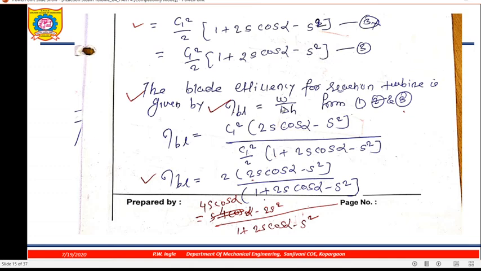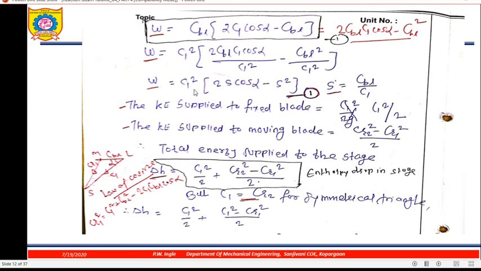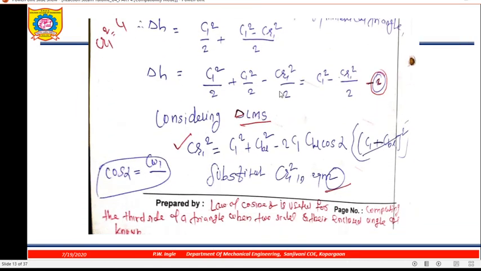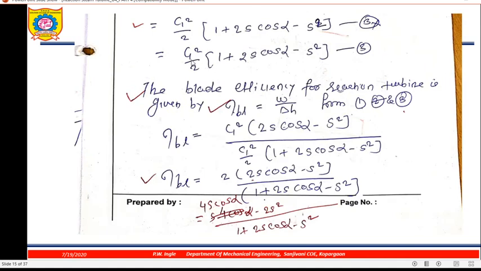Now what is blade efficiency? It is work done upon delta H. So what is work done? It is C1 square. Where is the equation for work done? This is the equation for work done. It is C1 square times (2S cos alpha minus S square). By considering this equation and the equation for delta H, you can write the equation for blade efficiency.